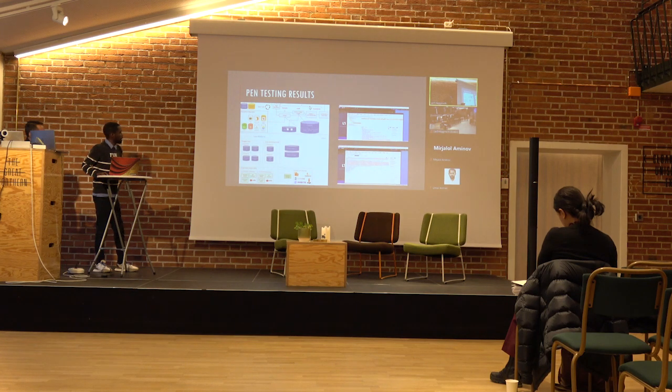So this was the architectural model that was given to us, and we feel that for the common third-party integration, there should be some authentication and authorization between them. They should not just access each other freely. That's part of our report.